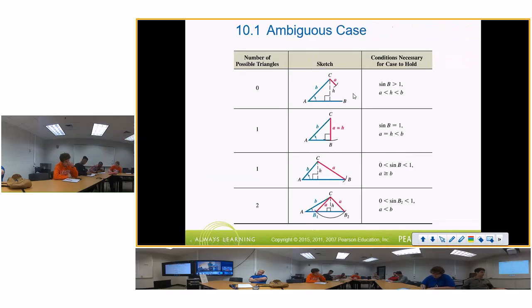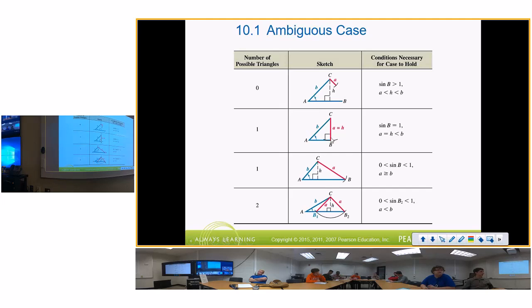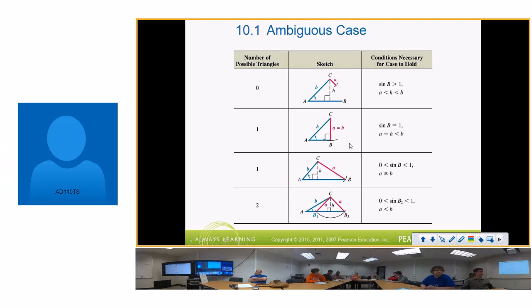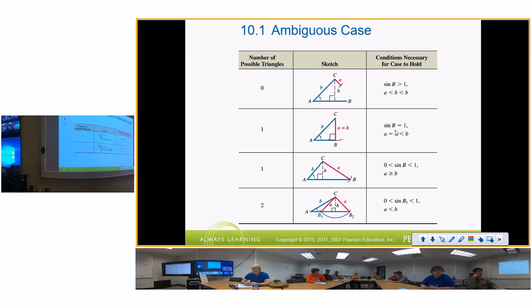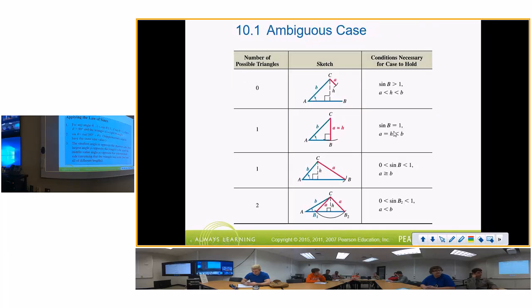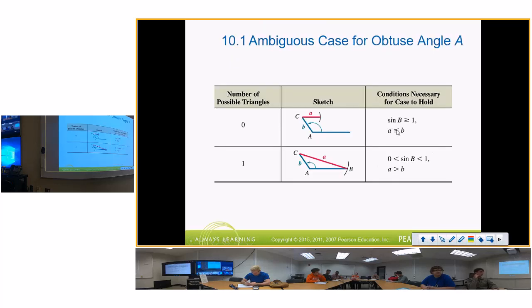Okay, there's the example I was trying to show you. All right? Pretty much self-explanatory. Oops, sorry. There we go. There and there.